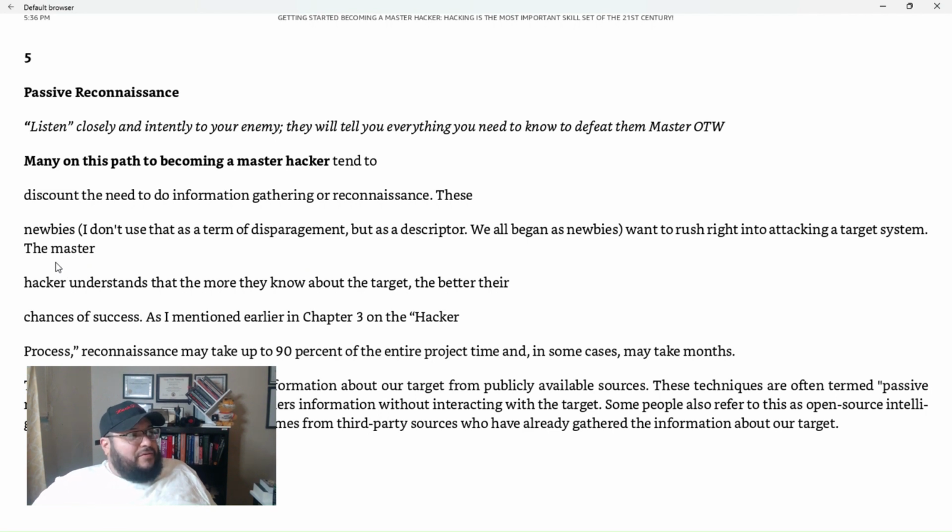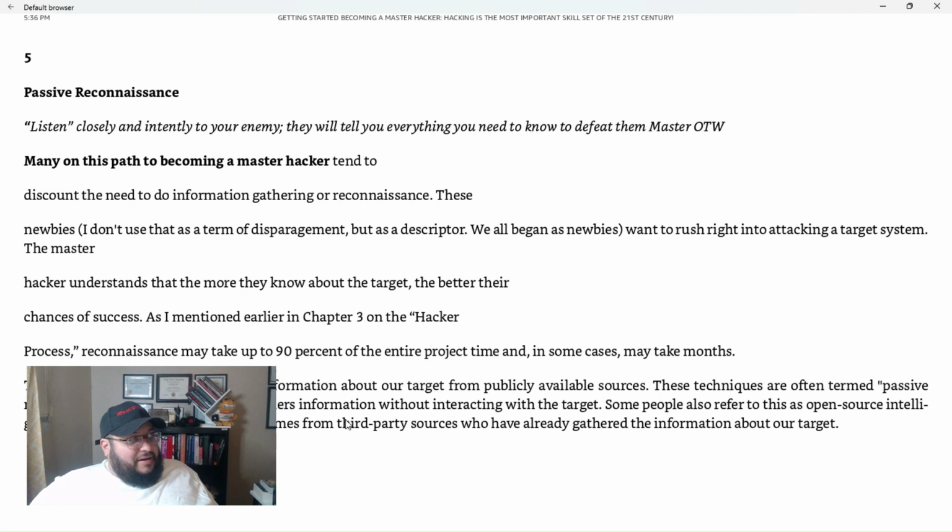Reminds me of a joke that I saw on Colors about the two bulls on top of the hill. Google that one too. The master hacker understands that the more they know about the target, the better their chances of success. And that's for damn sure.